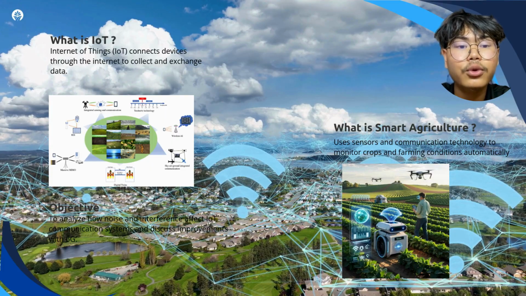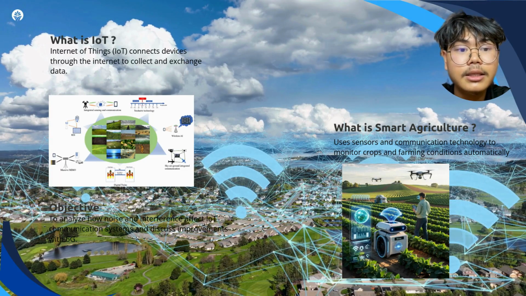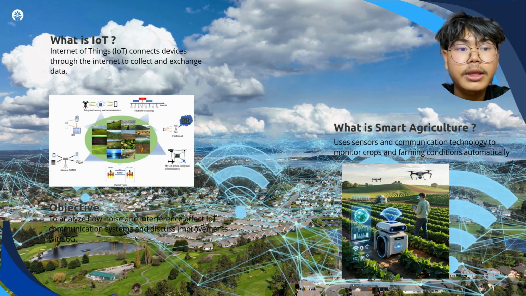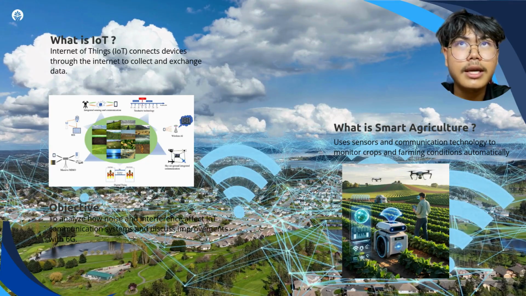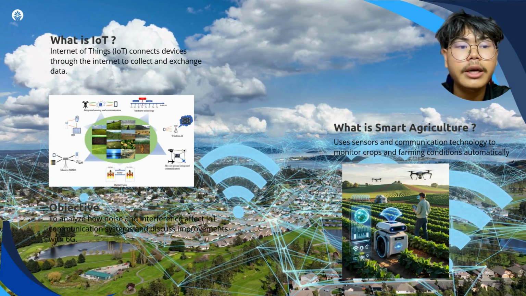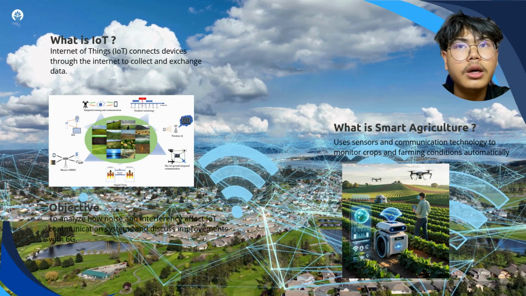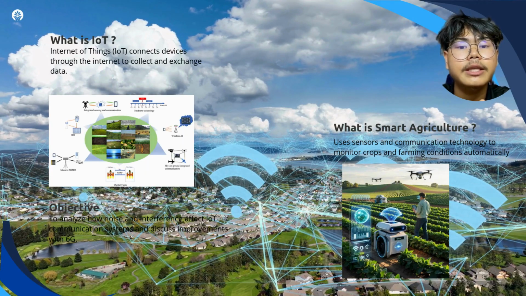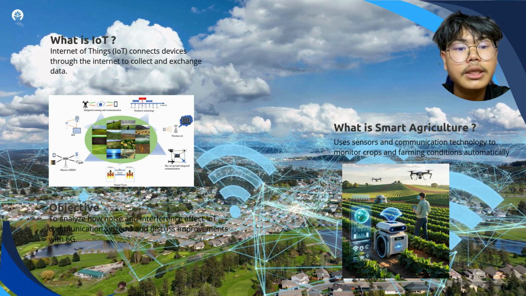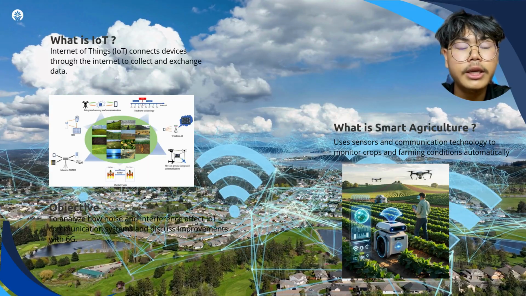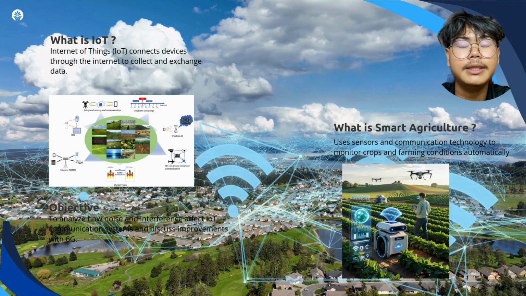Next, we have to know what is smart agriculture. Smart agriculture commonly uses IoT and sensors to make farming more efficient, such as automatically turning on the irrigation when the soil is dry. Next, we have to know the objective of our presentation. The objective is to analyze how noise and interference affect IoT communications and how 6G technology can improve reliability and performance.